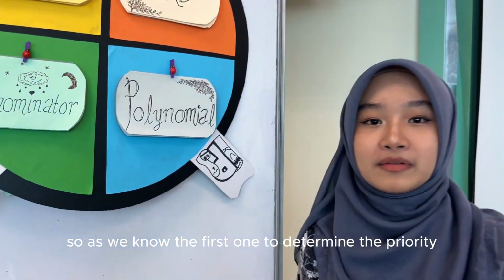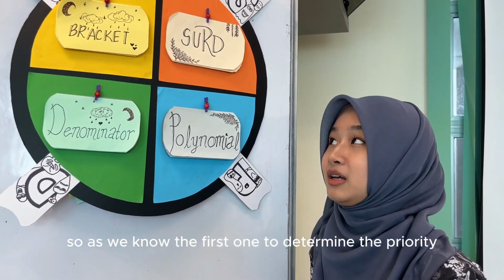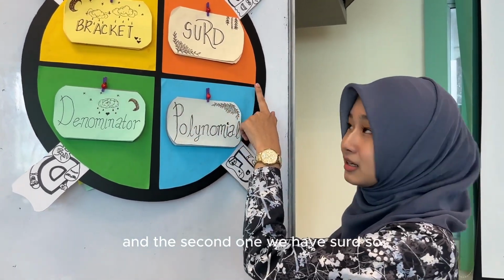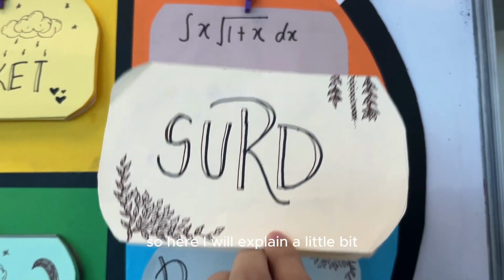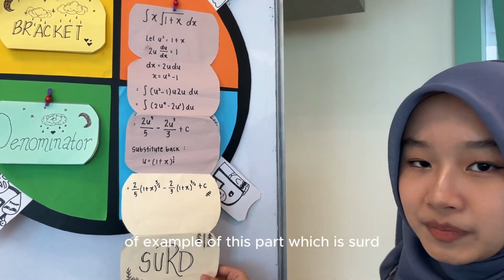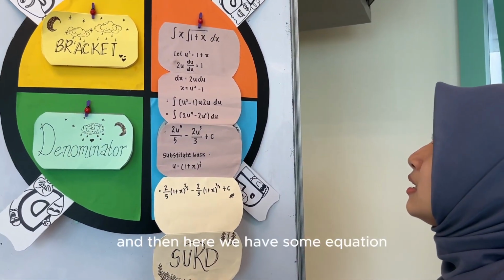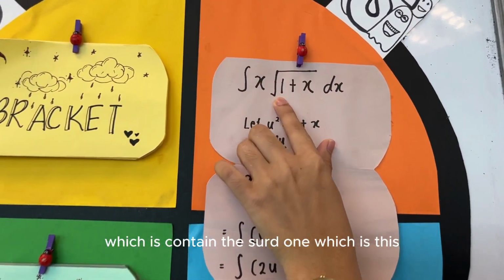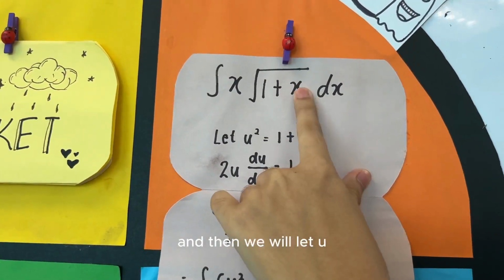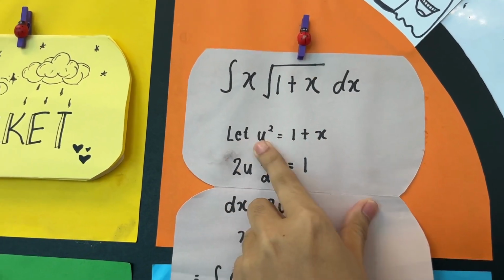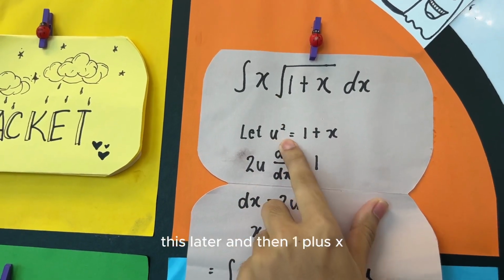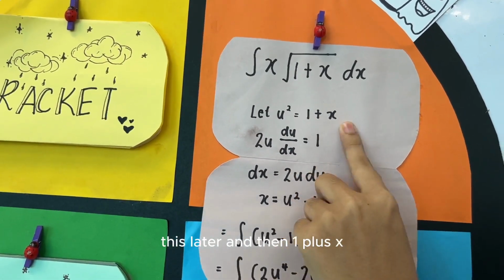So, as we know, the first one to determine the priority of u substitution is bracket, and the second one is surd. Now we have the third. Here I will explain a little example of this part, which is the third. Here we have an equation which contains the third one, which is this. And then we let u be what is in here, we let u squared because we need to cancel out this later. And then 1 plus s.